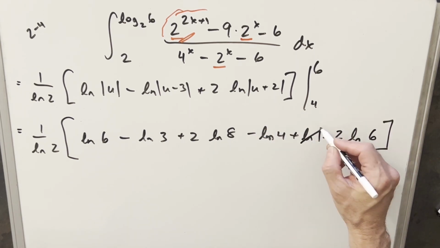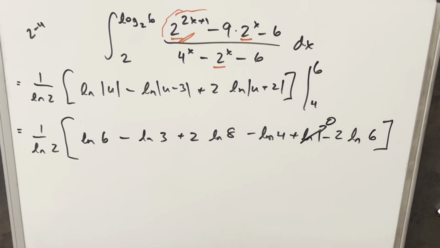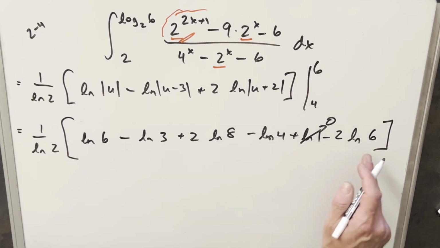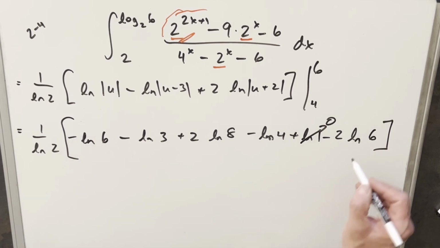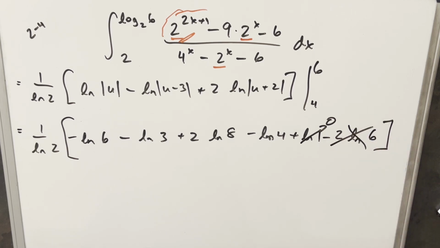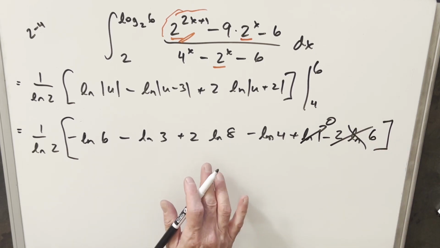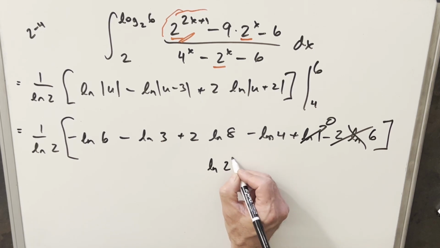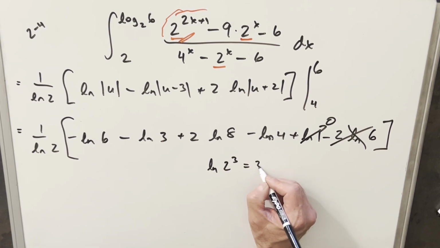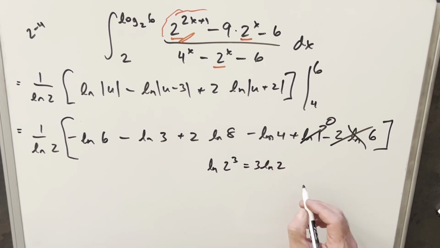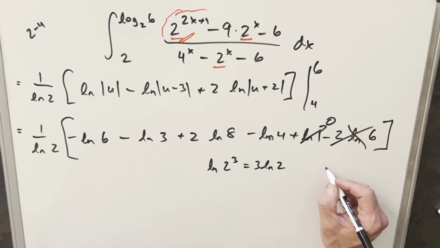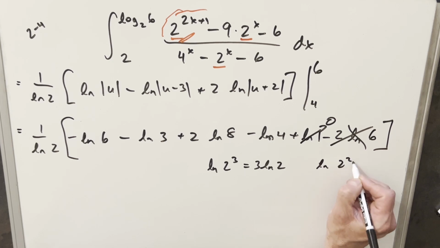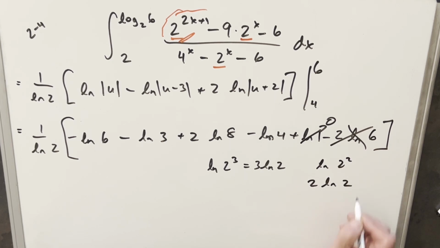Okay, now natural log of 1 is just 0, so I'm going to get rid of that one. So we have 1 natural log 6 minus 2 natural log 6, which is going to be minus 1 natural log 6. I'm going to cancel this one off here. And then I think I want to get everything in terms of natural log 2 and natural log 3. So like natural log 8, I can write as natural log 2 cubed, and that's the same thing as 3 natural log 2. And for natural log of 4, I can write that as natural log 2 to the 2, or 2 natural log 2.